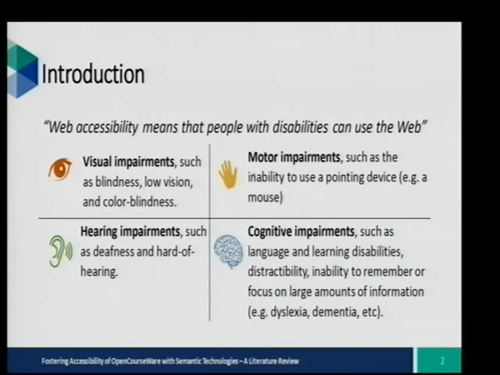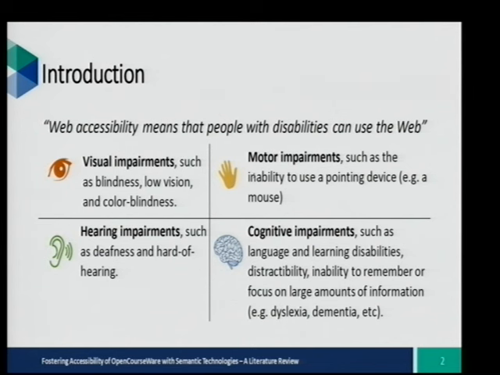First of all, what is web accessibility? Web accessibility is how you make web content accessible to people with disabilities. For example, a blind person can use screen readers to listen rather than reading the web content. This is a very simple example.